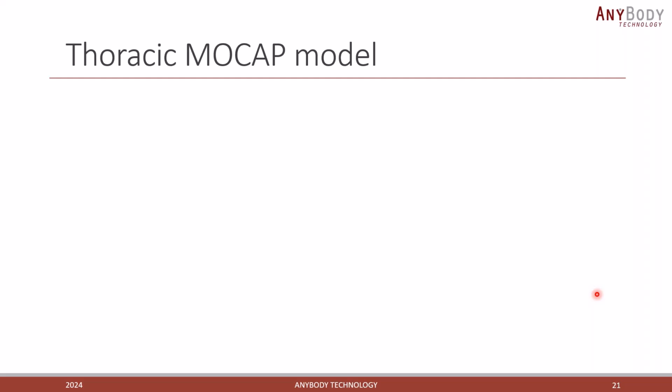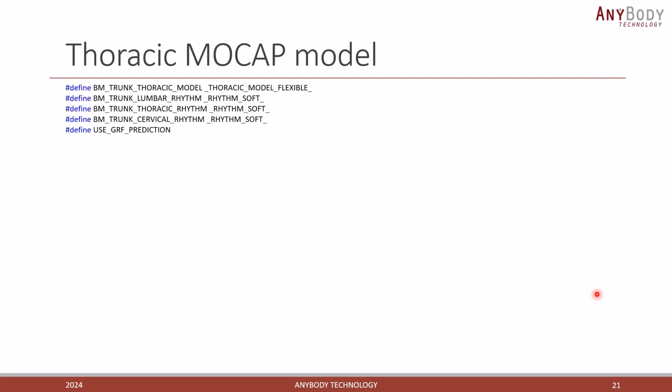So I'll explain a little bit here about the thoracic MOCAP model. With the thoracic MOCAP model, you probably need the thoracic model flexible, and then you have to put the rhythms as rhythms soft, so the markers can actually have effects as well. Otherwise, these rhythms will be hard constraints, and then use ground reaction prediction if you want.